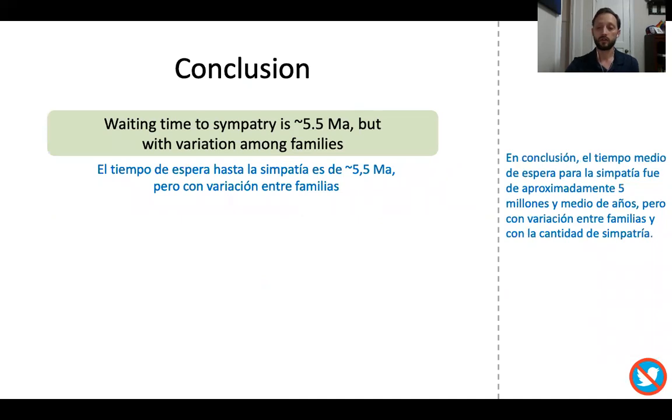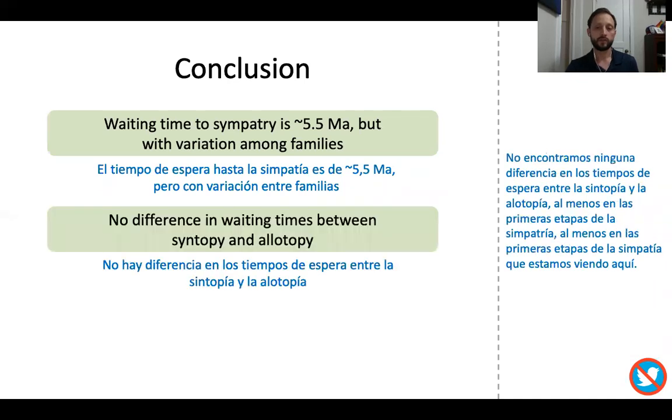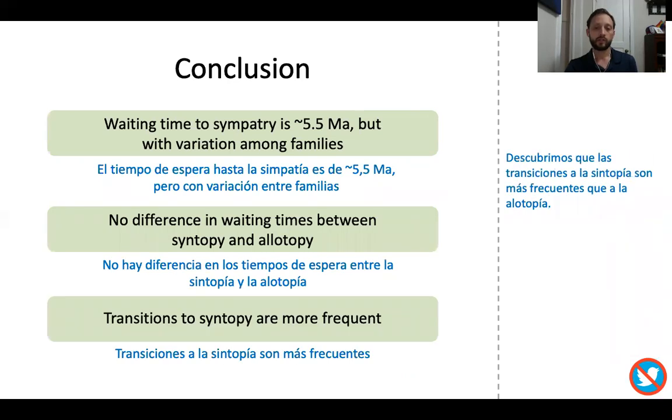So in conclusion, the average waiting time to sympatry is about 5.5 million years, but with variation among families and with the amount of sympatry. We found no difference in the waiting times between syntopy and allotopy, at least in these early stages of sympatry that we're looking at here. But we did find that transitions to syntopy are much more frequent than transitions to allotopy.